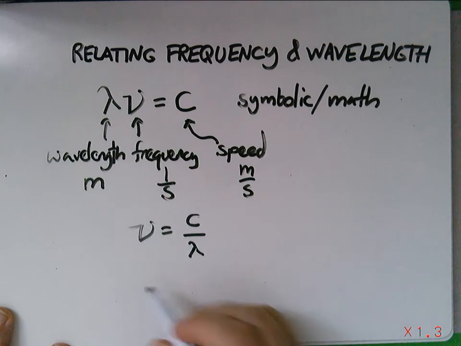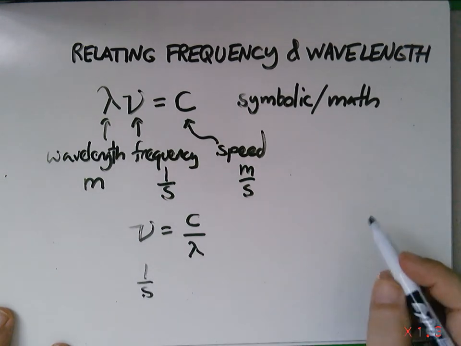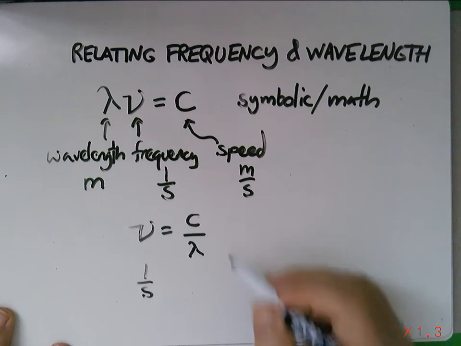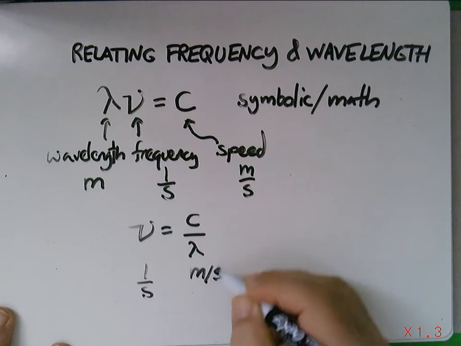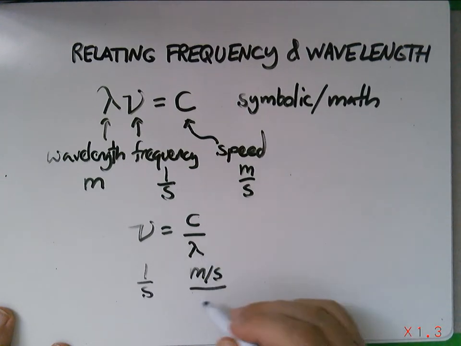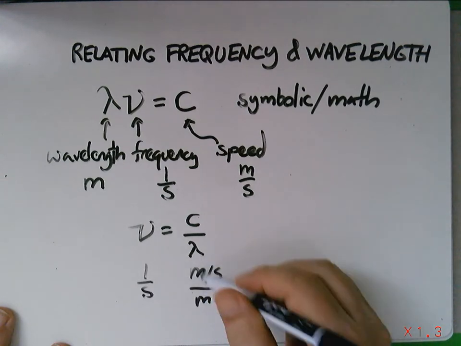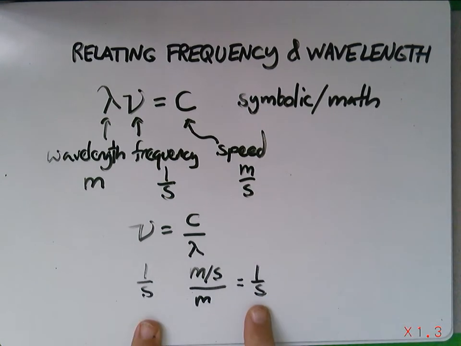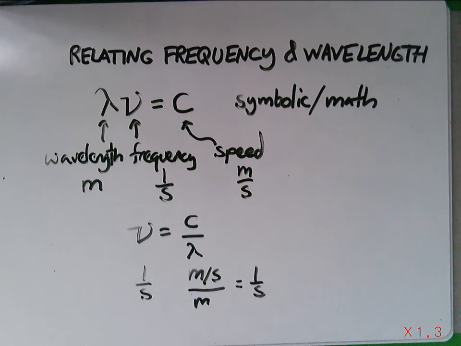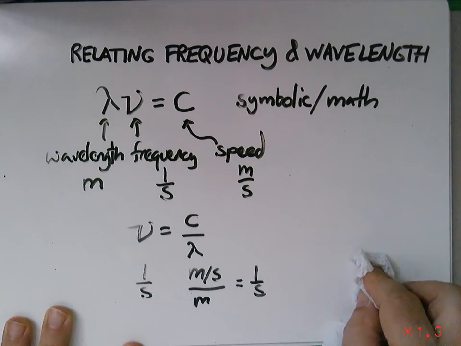The units on this side of the equation should be 1 over seconds. The units on this side should be what? Speed of light is meters per second. And then the wavelength should be in meters. So the meters will cancel, and that should give me 1 over seconds. So the units are the same on both sides of the equation, so I can be somewhat confident that I got it right. All right, that's the symbolic math view.